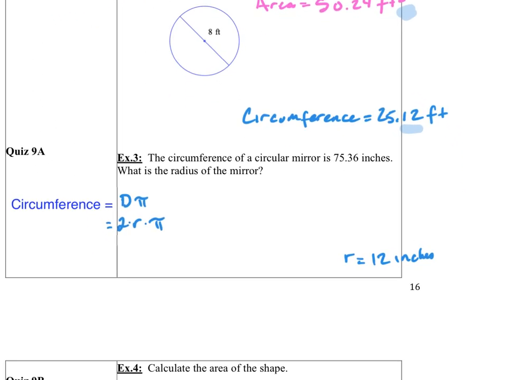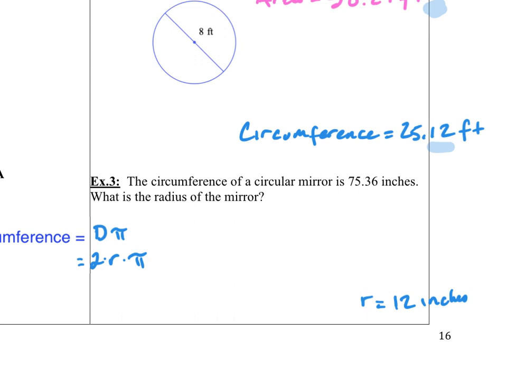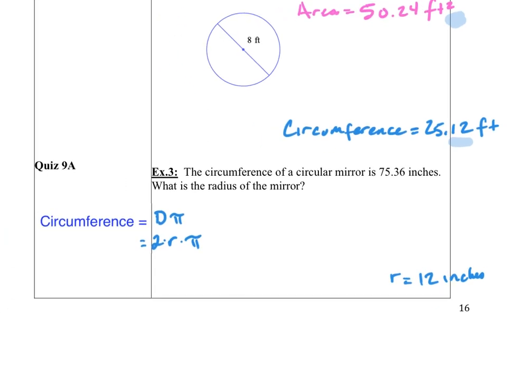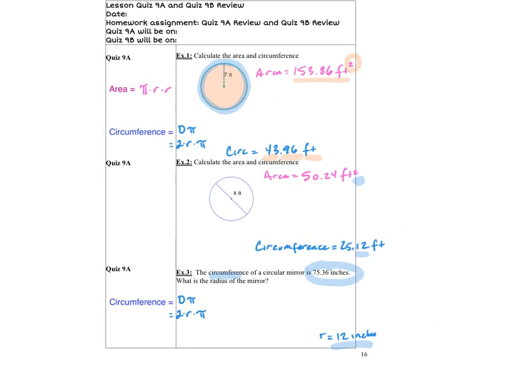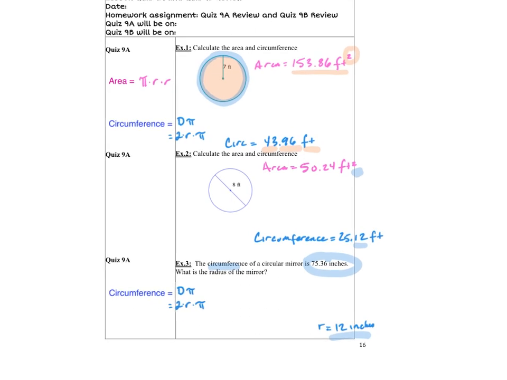And this last one, we've talked about how to do this. You're still going to use the same formula as circumference, because that's what they tell you you've got, a circumference. They tell you that the circumference is 75.36 inches. What you have to solve for is the radius. And the radius comes out to be 12 inches. So again, if you got these answers, you know what you're doing. Move to the next section, you're good.